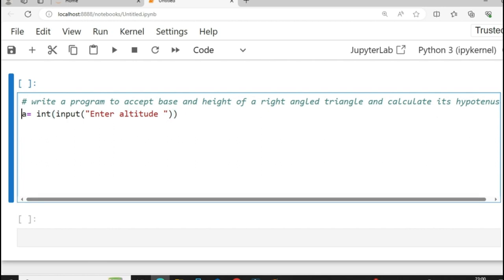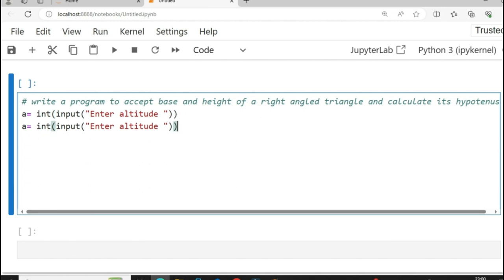By default, input command accepts input in the form of string, but to change it into numbers, we must write int before input command.